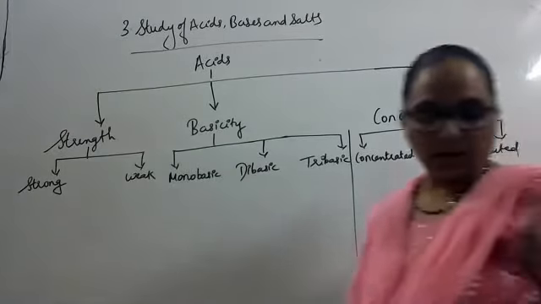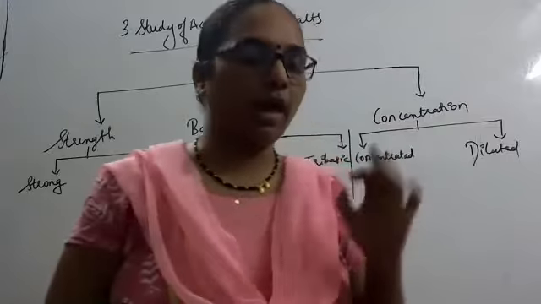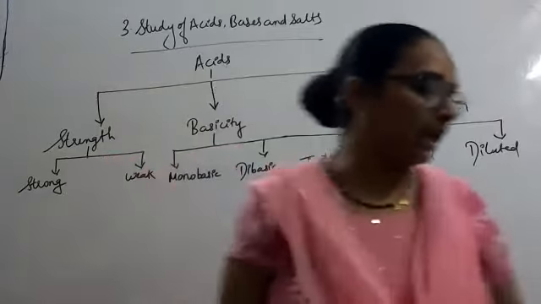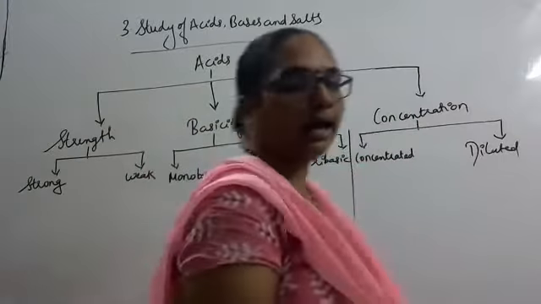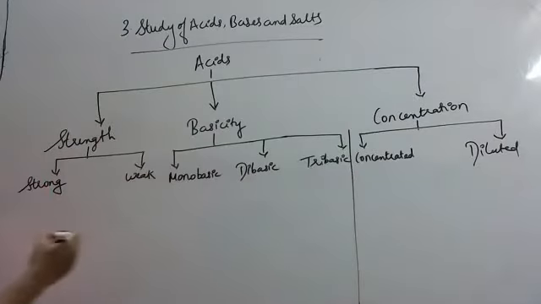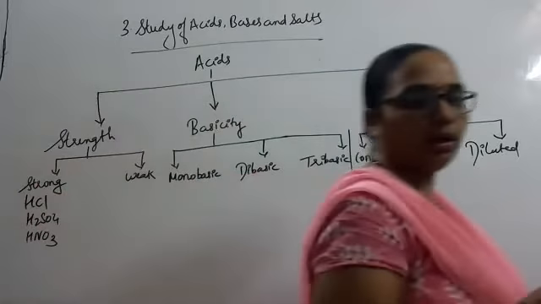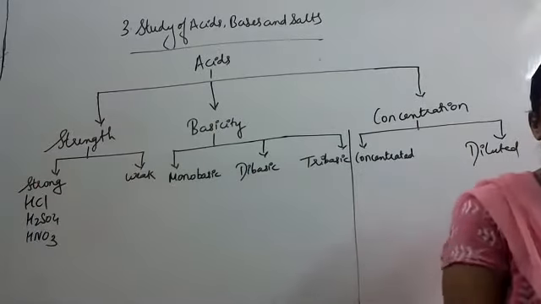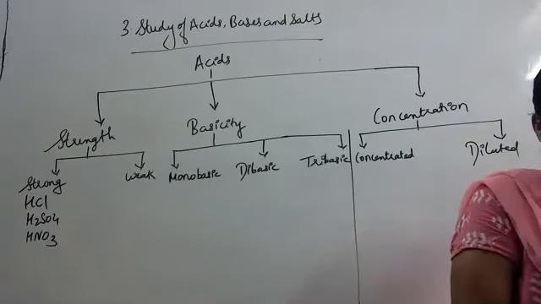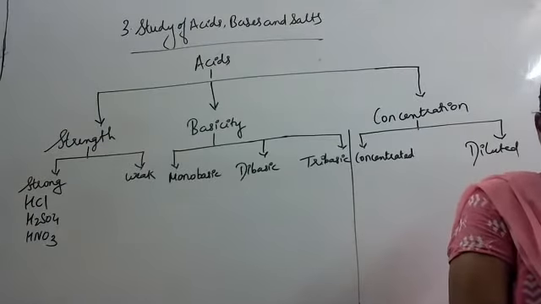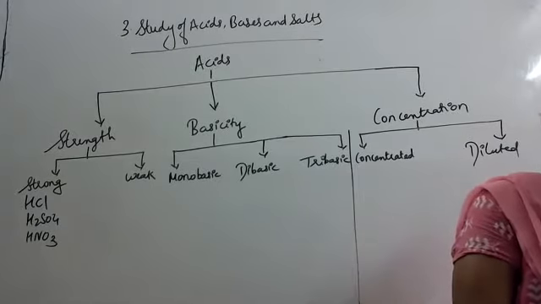Strong acid. The three very strong acids are hydrochloric acid, sulfuric acid, and nitric acid. HCl, hydrochloric acid; H2SO4, sulfuric acid; HNO3, nitric acid. These are highly strong acids. Next we come to weak acid.